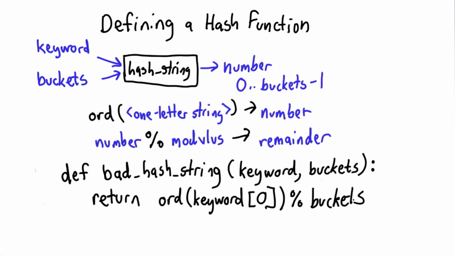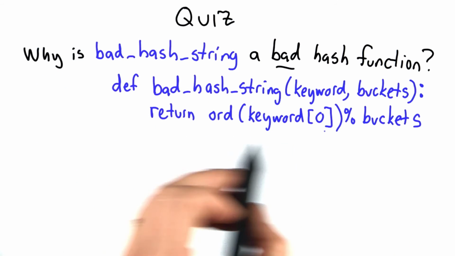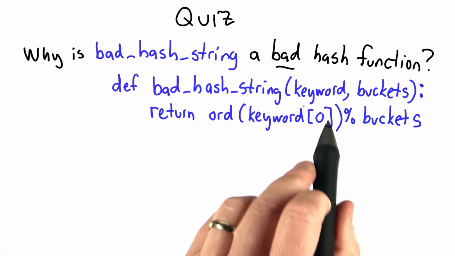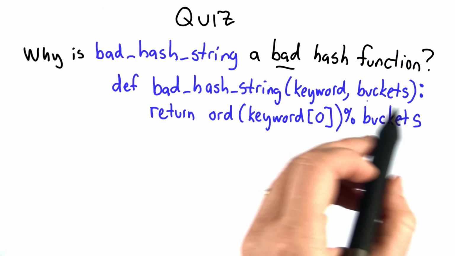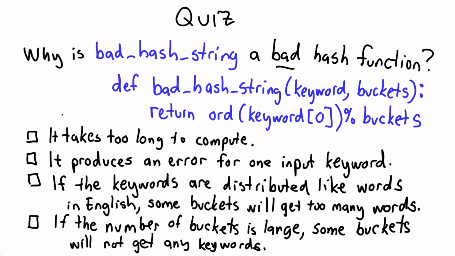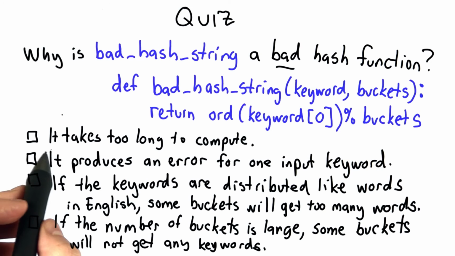For the quiz, I want you to answer all the reasons why that's bad. And remember, what bad hash string does is take the first letter in the keyword, turn it into a number using ORD, and then find that value modulo the number of buckets. Here are the possible reasons. Check all of the reasons that apply.